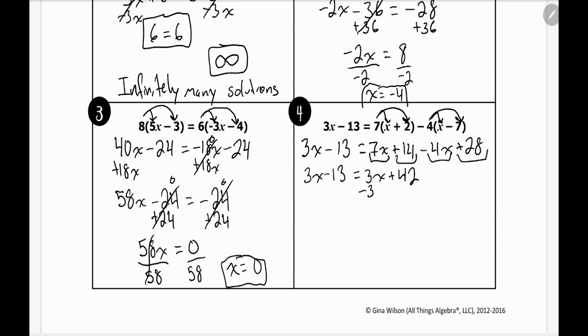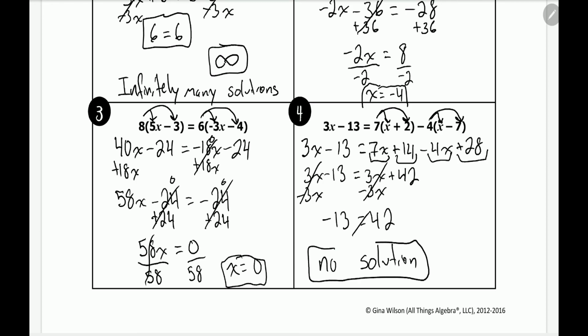So we're going to subtract 3x from both sides. That cancels. Minus 3x. Oh look, that also cancels. So we have negative 13 is equal to 42. Is this true? Nope. So that means that we have no solution. Alright, and that's our answer. So, with these 4 examples, I've shown you one that has infinitely many solutions, 2 that have only one solution, and 1 that has no solution.